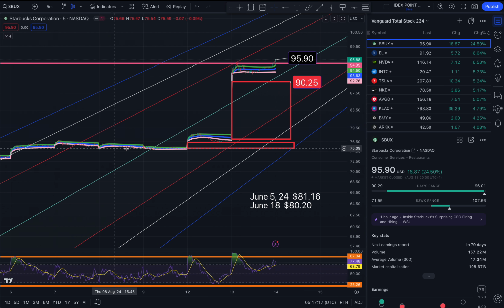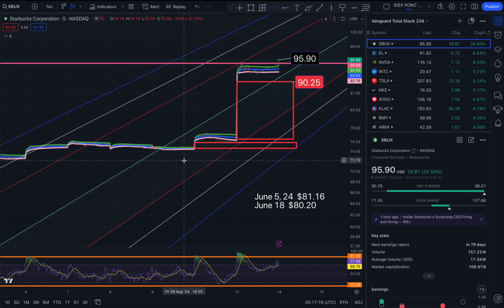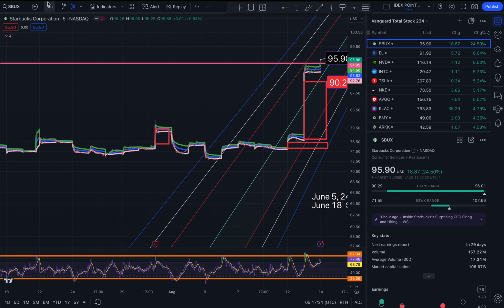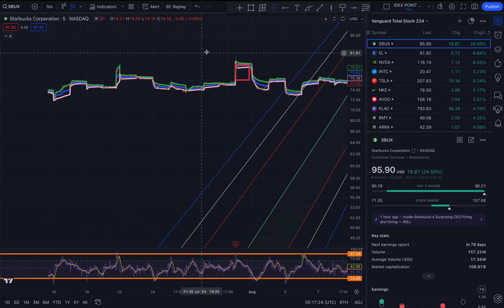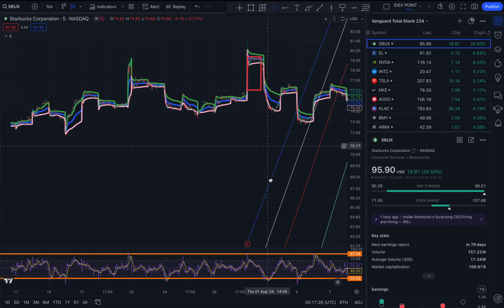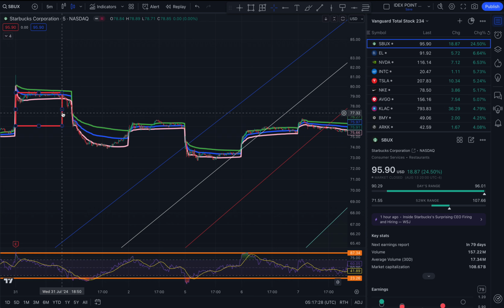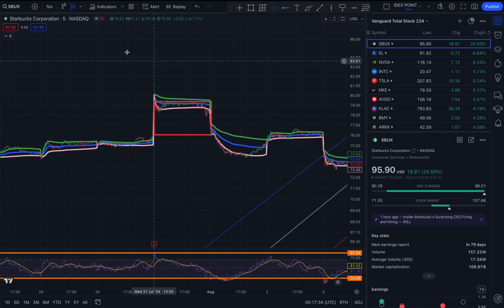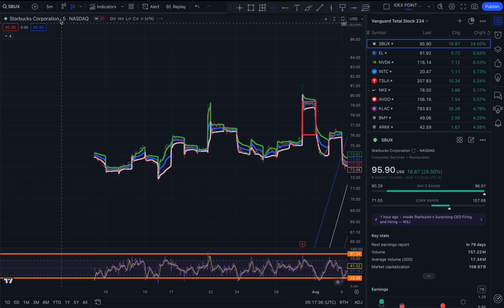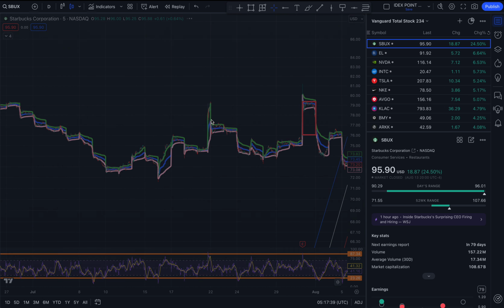So we're grinding sideways here and then the bump up. So that's the 5-minute. Oh, this gap. Let me just clean up this gap here, taking us down to 76.01, and then we went down even more. Okay, let's go to the daily.